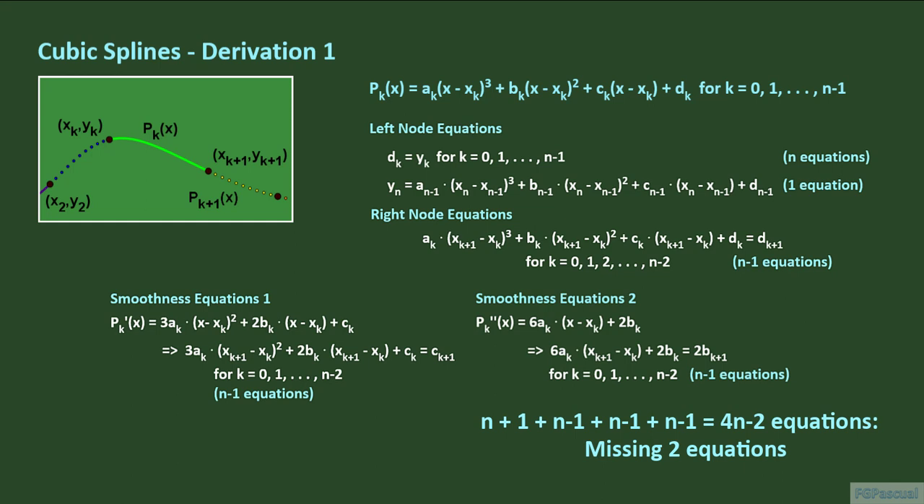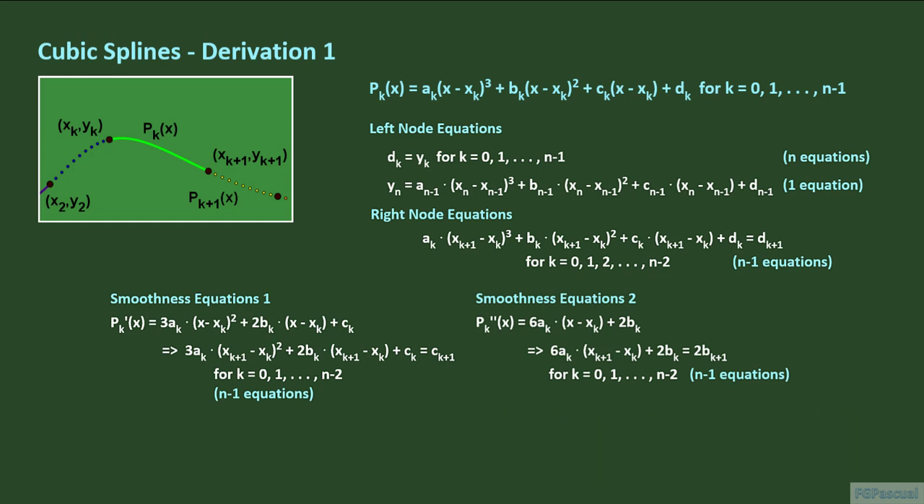For the 2 missing equations, it is up to the user to supply them. That is, the 2 missing equations are user-defined. What we present here are 2 different types of conditions that will allow us to supply the 2 missing equations.